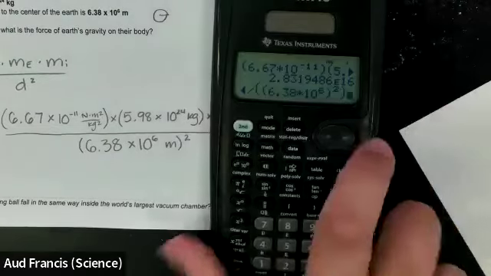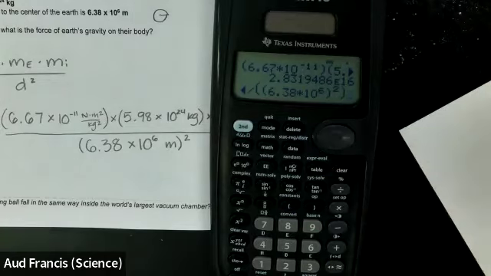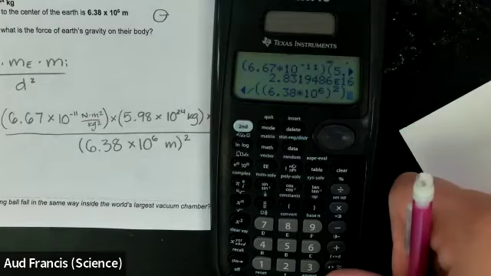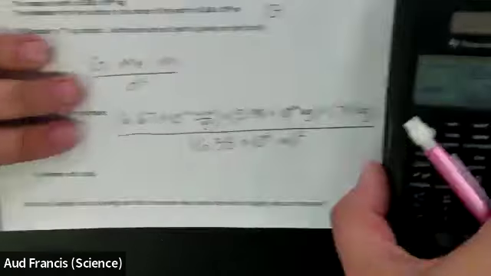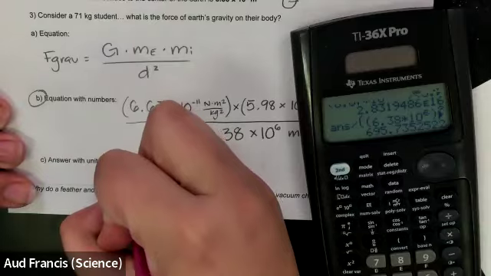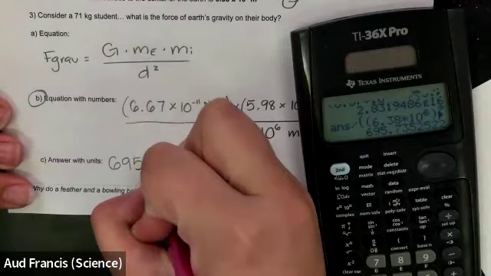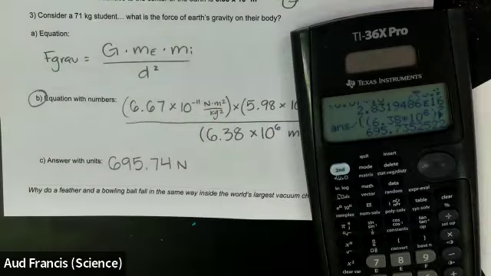Otherwise, what you'll end up doing, you'll square the whole system before you divide. So we've got to make sure we include that in the parentheses. I'll hit enter. And it gives me an end result of 695.7. I'm going to round that to 74 newtons. Okay. So 695.74 newtons. All right. So there's my answer for that first one.